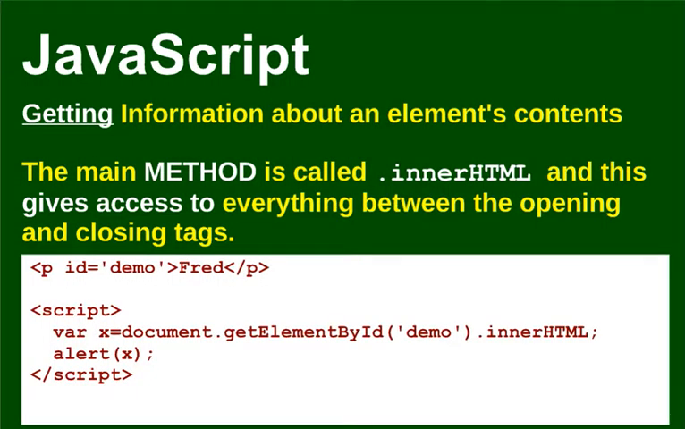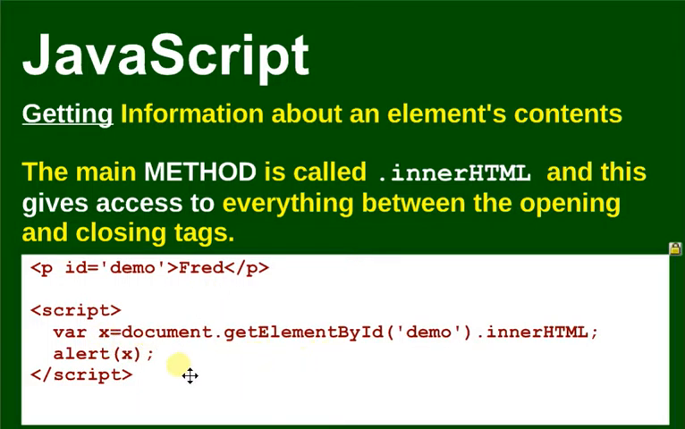So for example, if we want to get information about an element's contents, then the main method that we use is .innerHTML. Now as that says, it's inner HTML. So if we've got an element, remember an element has got tags, so the inner HTML is what's in between the tags. So it gives us access to everything between those opening and closing tags. So for example here, I've got P and I've got an ID equals demo, and then I've got Fred inside that P. So this element, the paragraph element, its inner HTML is Fred.